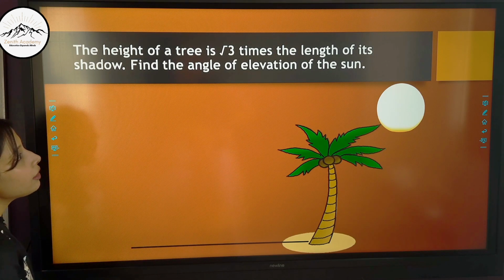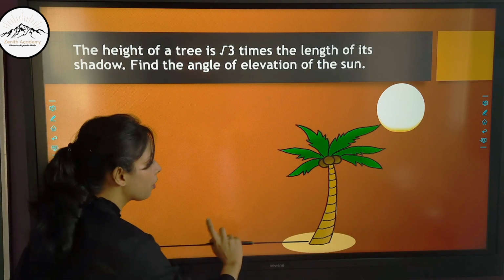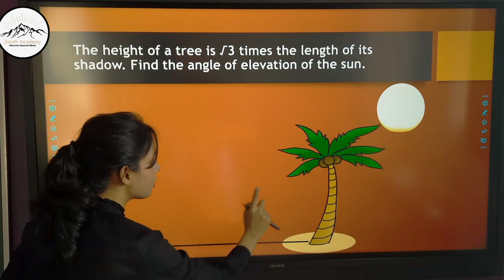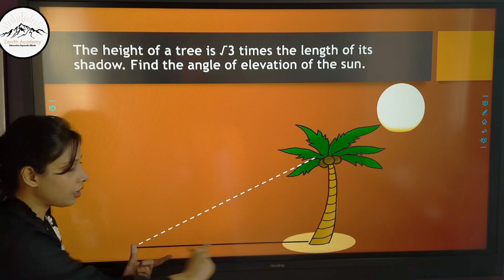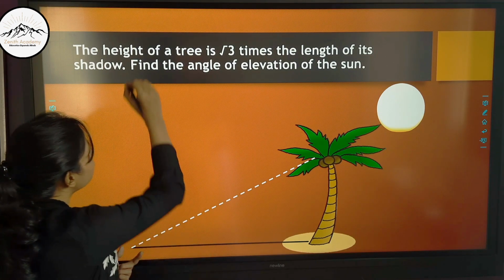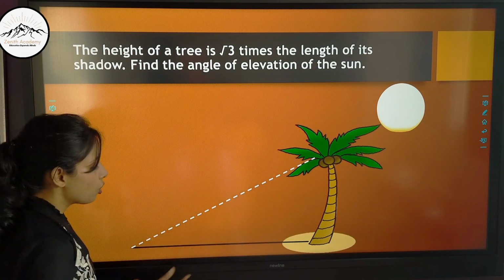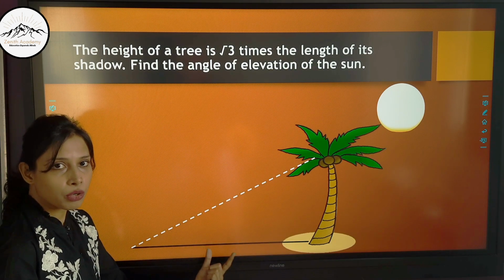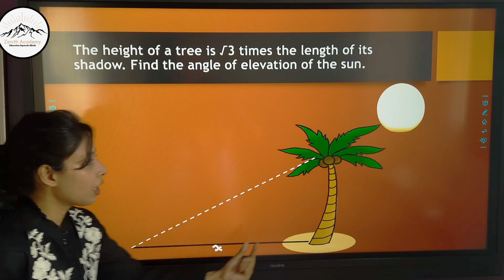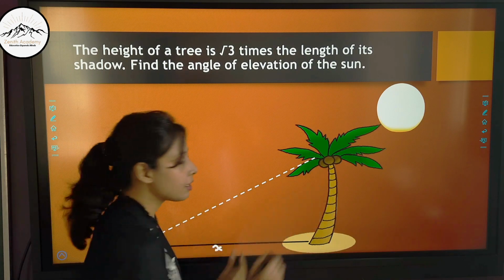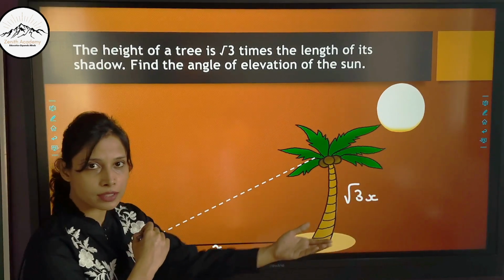We need to find the angle of elevation of the sun. So sun is at this side, the top. So what we need to find is the angle of elevation, the line of sight with the horizontal line. Okay. Now what is first? It is saying height of a tree is root 3 times the length of its shadow. So what is the length of its shadow? We don't know. So let's suppose this is x. Now if this is x, the height of the tree is given to us as root 3x. It is root 3 times the shadow of its own.